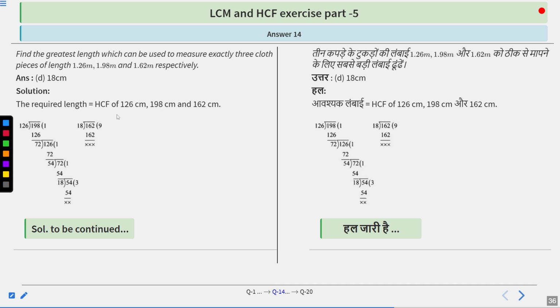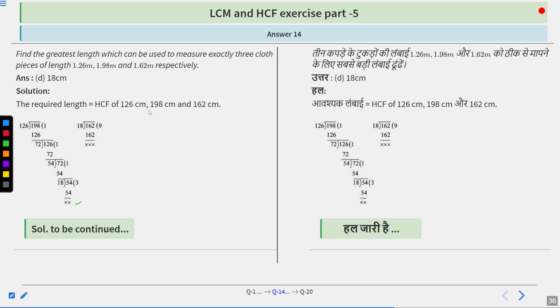So using the division method, first of all, dividing 198 by 126. So 126 1 is 126, remainder is 72. Again dividing the previous divisor by the remainder, that is 126 divided by 72, we get 54 as the remainder. Again dividing 72, we get 18 as the remainder. And in the end, we get 54 as the dividend, and 18 3 is 54, remainder is 0. That means 18 can be our HCF.